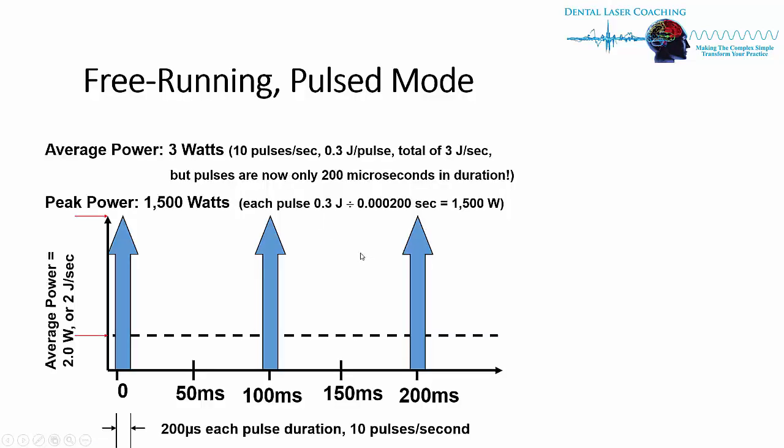Now the free running lasers, think of these as, instead of on or off, these are on for fractions of a second, and we have much higher power, but the average power is still low. So for example, here we could have a peak power at 1500 watts, but it's only on for 200 microseconds. So the average power is only 3 watts that's being delivered to the particular target tissue.